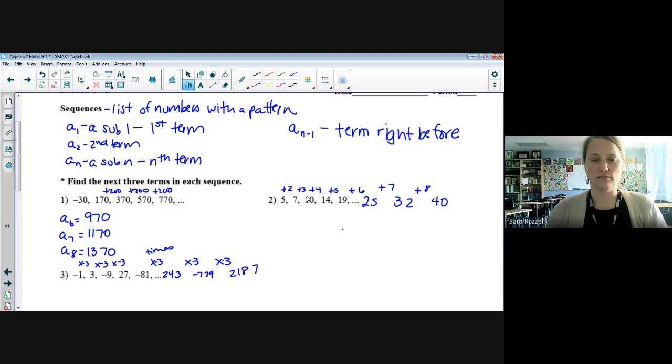So this was an addition, but it changed, and this one's a multiplication. So if you can't find it with addition, then think maybe they're multiplying or maybe they're dividing for that. Any questions on finding the next terms in the sequence? Thumbs up if you feel okay with that. Okay.